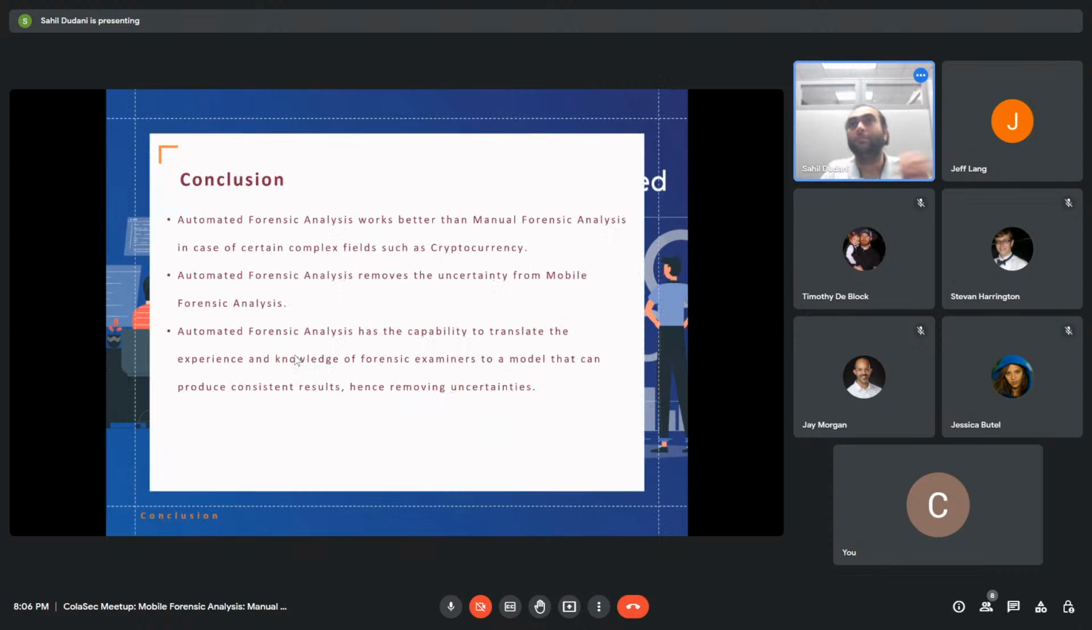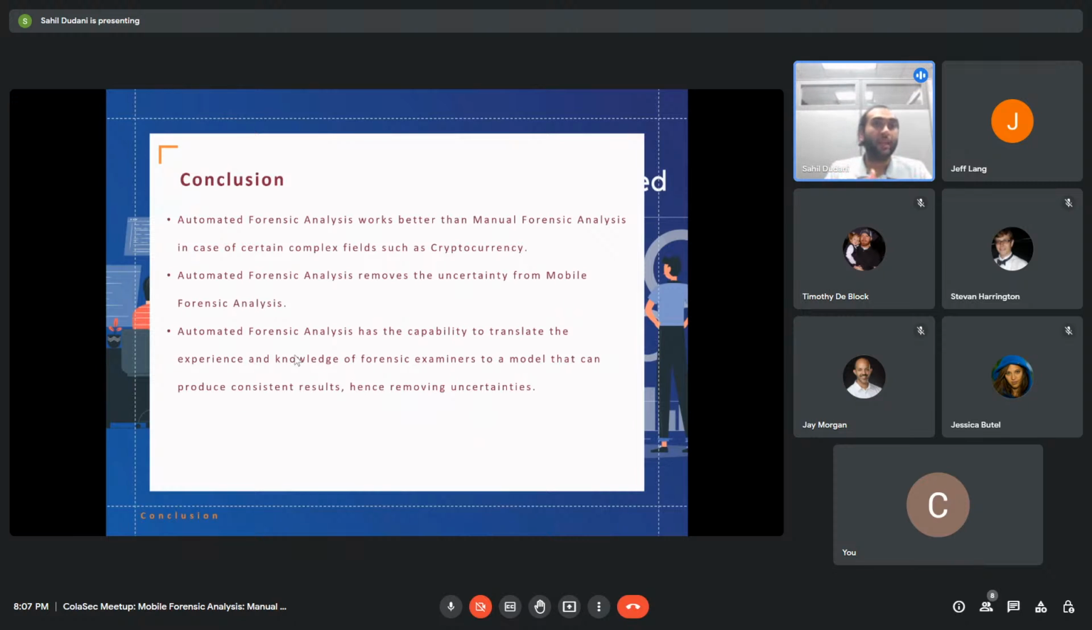So on that note, I would like to conclude and state that automated forensic analysis would work better in certain cases, and in complex fields like cryptocurrency, they can remove the uncertainty from decision making. We do need the translation capability, and the models are providing it, but the expert domain knowledge from investigators is still required.